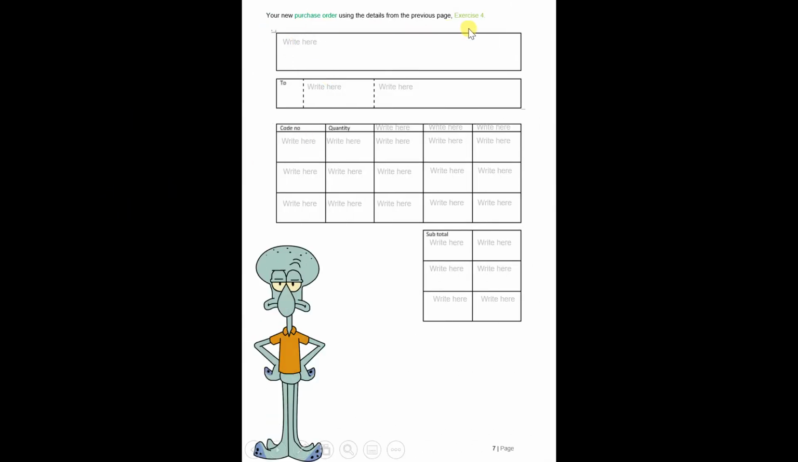This is from exercise 4, the last slide. So this is where you are writing out the correct purchase order based on the details you've just seen.